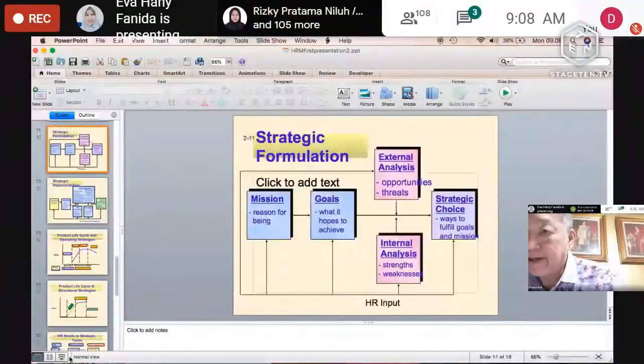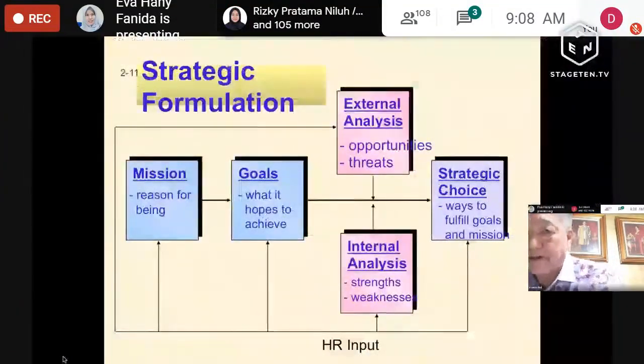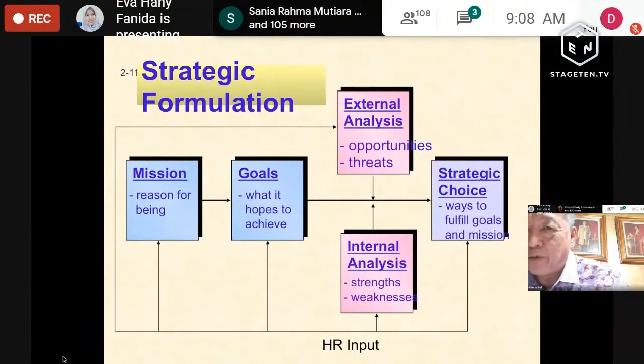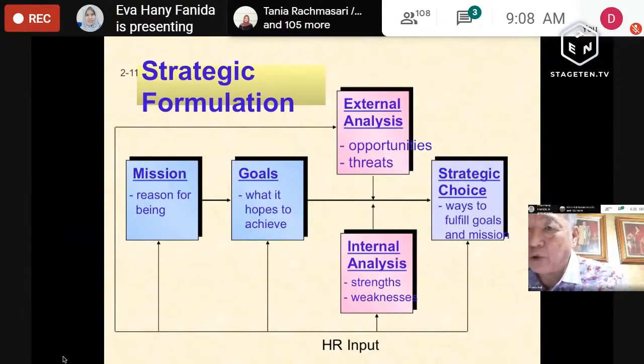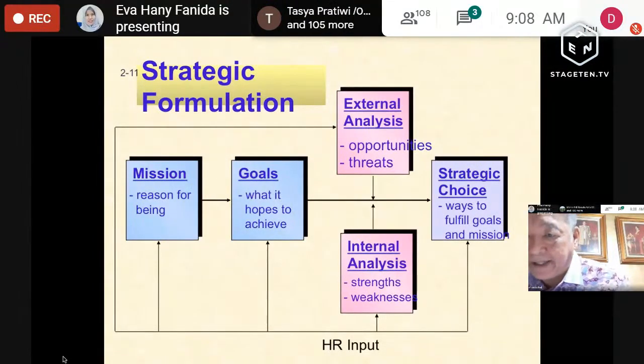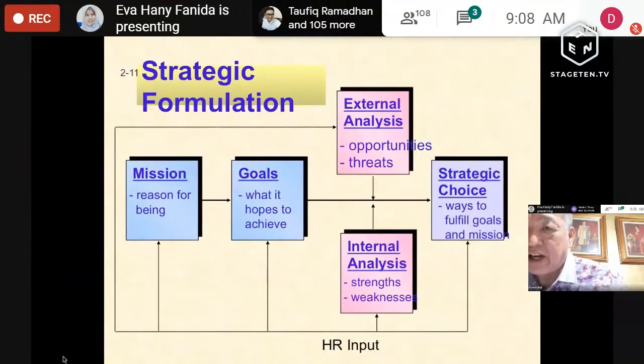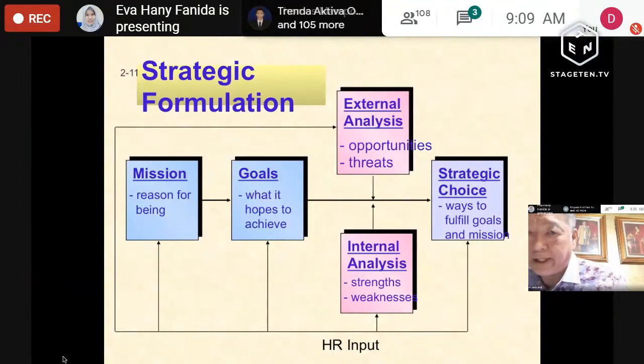Okay, so this one is the first step, the first stage. Sometimes I use strategic formulation, or you can use strategy formulation. It's okay, the same. So this is how to set up the strategy for organizations. There are 5 elements we should understand and keep in mind. These 5 elements are very important.